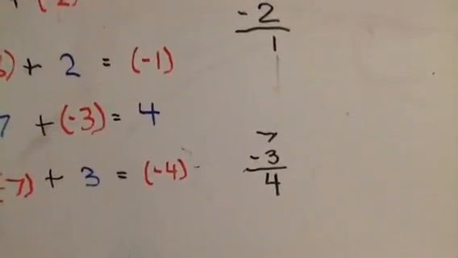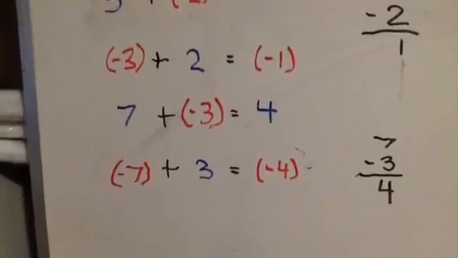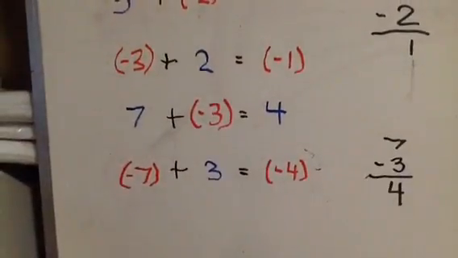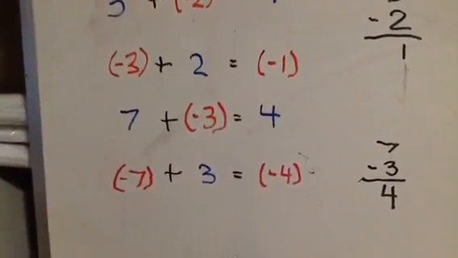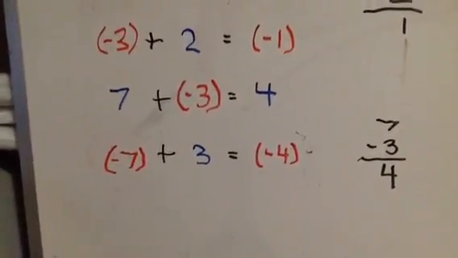So you take 7 minus 3, which gives you 4. But you have to figure out the sign. So positive 7 is the bigger number, so the answer is positive. And in this last problem, negative 7 is bigger, so the answer is negative.